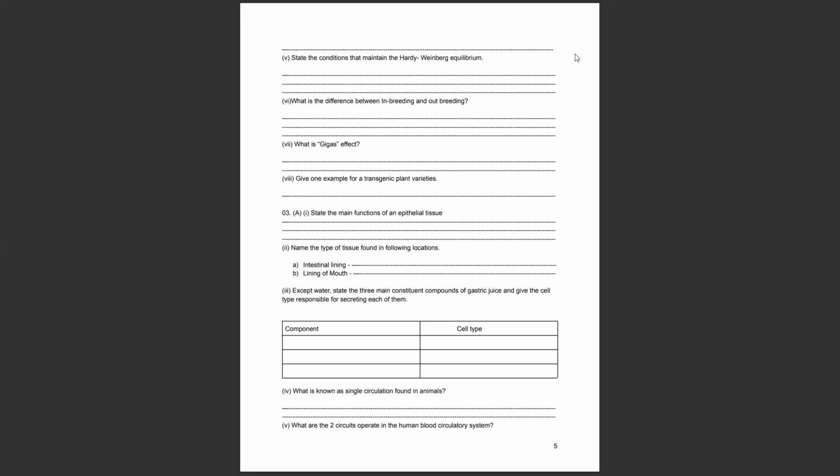Size of population is extremely large, and the last one is absence of immigration and emigration. 5 marks. Right? Yes. Next one. What is the difference between inbreeding and outbreeding?